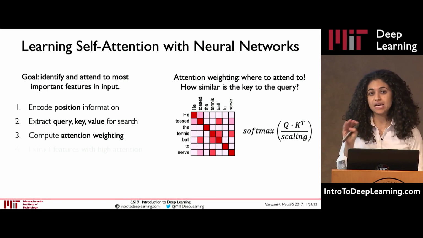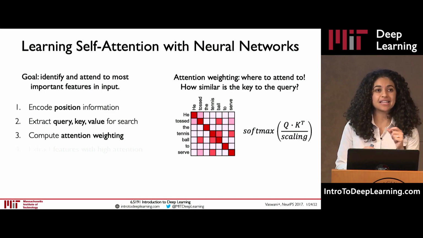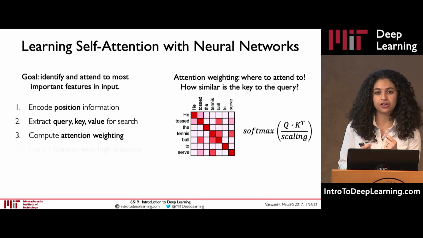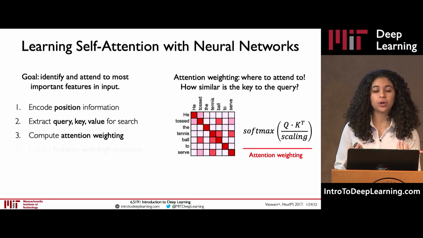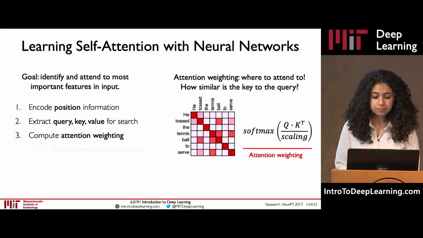What you can see with this heat map visualization is that the words that are related to each other, tennis, serve, ball, tossed, have a higher weighting, a higher attention. And so this matrix is what we call the attention weighting. And it captures where in our input to actually self-attend to.